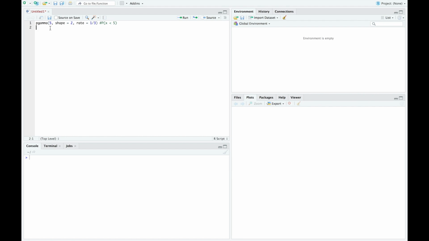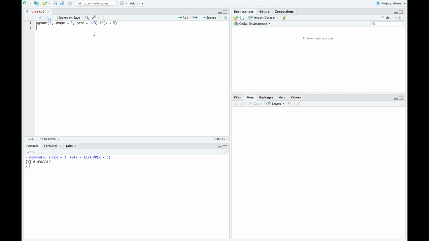The first number you enter is the less than number, so in this case, I want the probability that x is less than 5. So we're going to use a 5 here. We then do shape equal to, and this is the alpha value, so in this case, we're going to have an alpha of 2. We want the second one, so we want to know the probability that the second occurrence occurs in the first 5 time units. And then we have our rate, which is our lambda. And in this case, lambda is equal to 1/3.